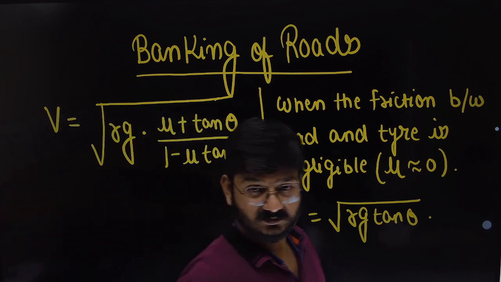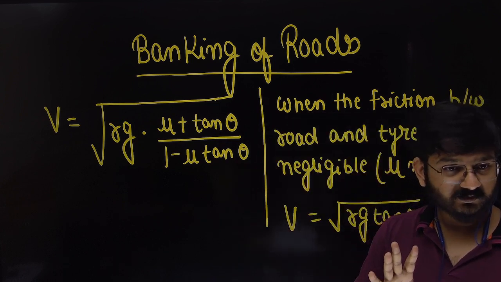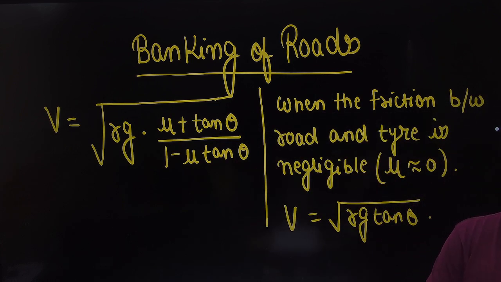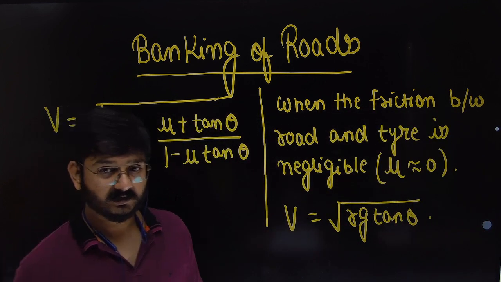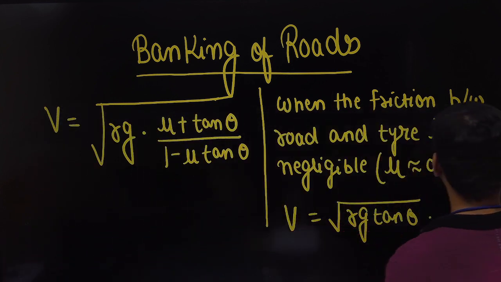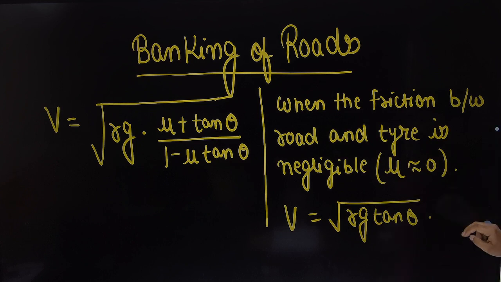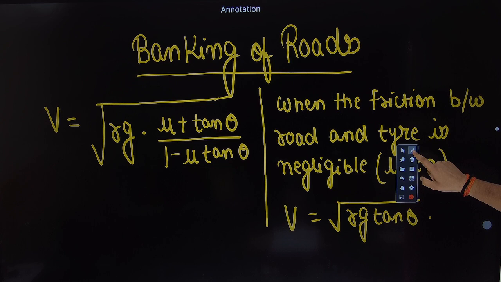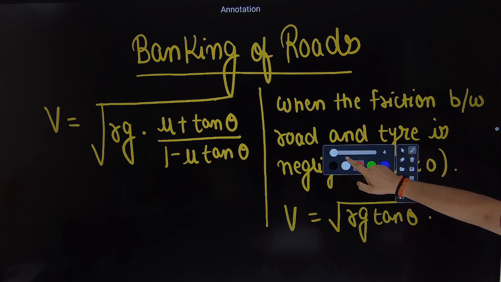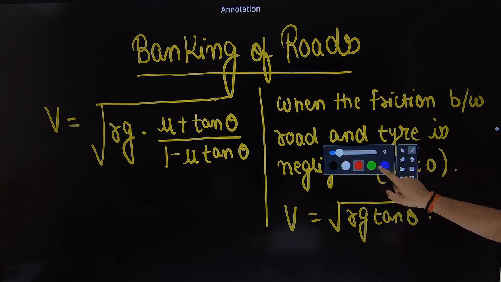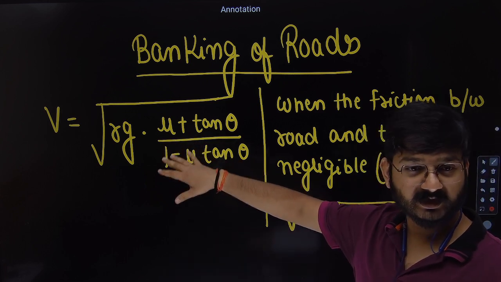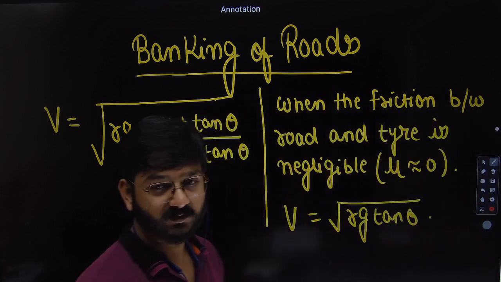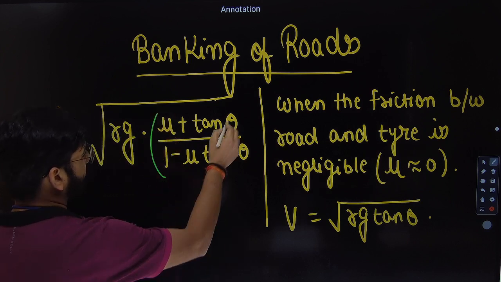Any questions? All clear? If any theory question is there, I hope you can answer it. Now you can see two formulas here on the board. The first formula, which looks a bit scary, is under root of Rg into mu plus tan theta divided by 1 minus mu tan theta. Are we supposed to remember this formula? The answer is yes. This formula you have to remember.